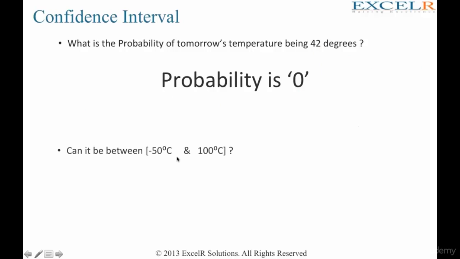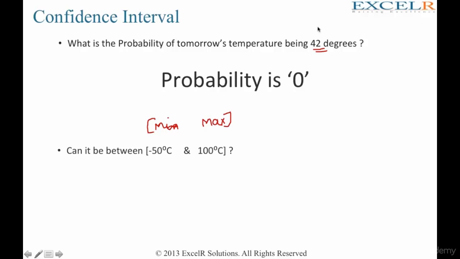Can it be minus 50 degrees Celsius to 100 degrees Celsius? So if probability associated with a single value is 0, then can I give you a range, that is minimum temperature and maximum temperature? Most news channels, if not all news channels and all the newspapers, provide the weather forecast in this way: minimum value and the maximum value.